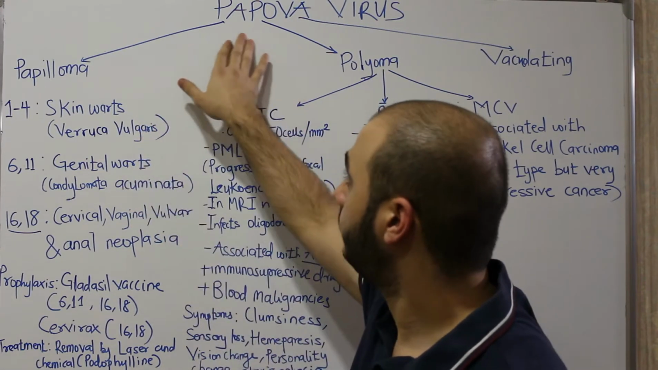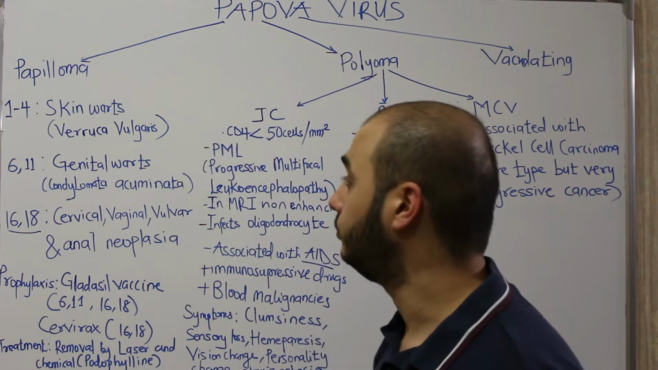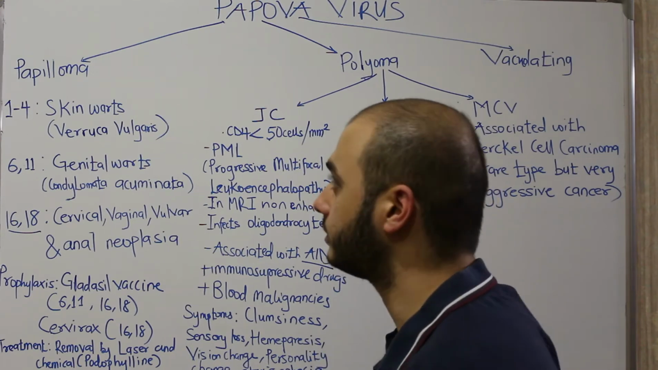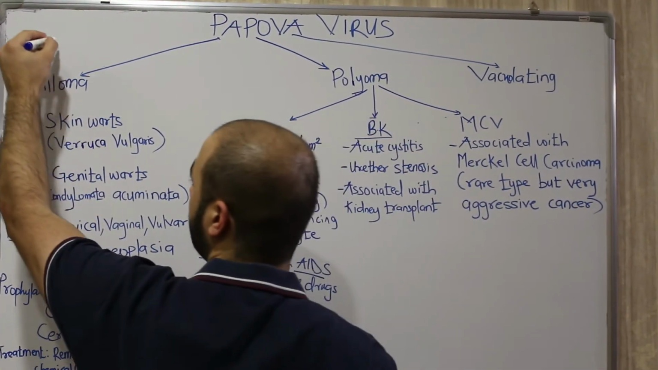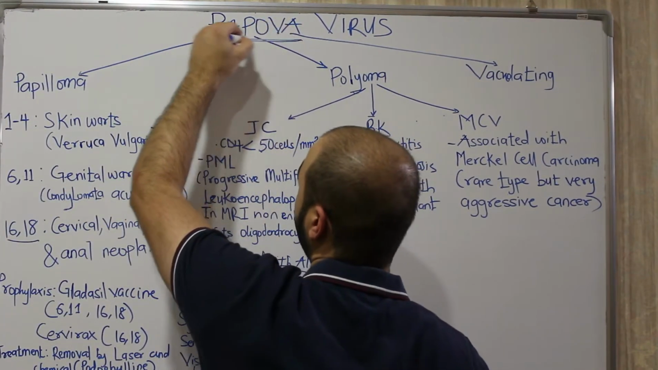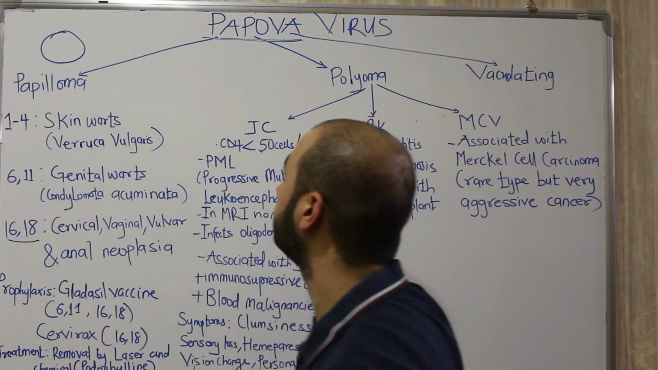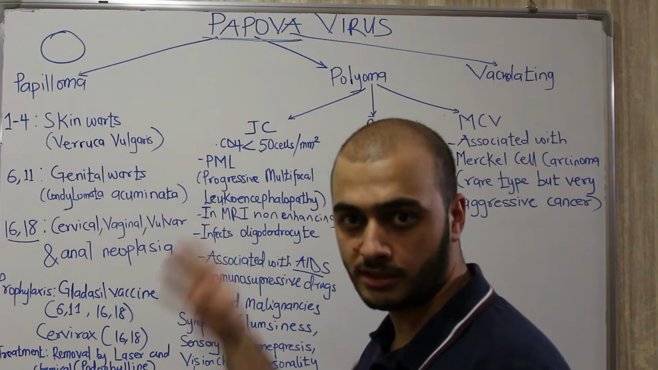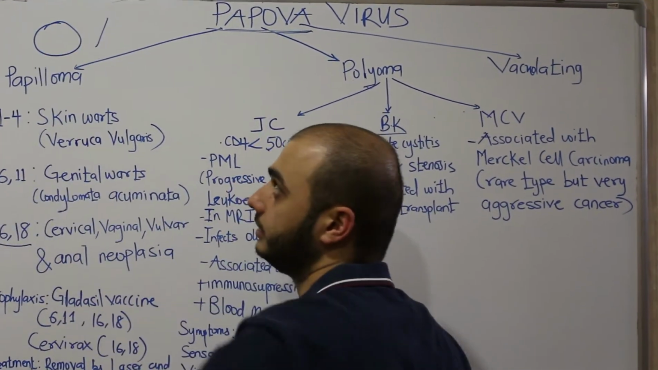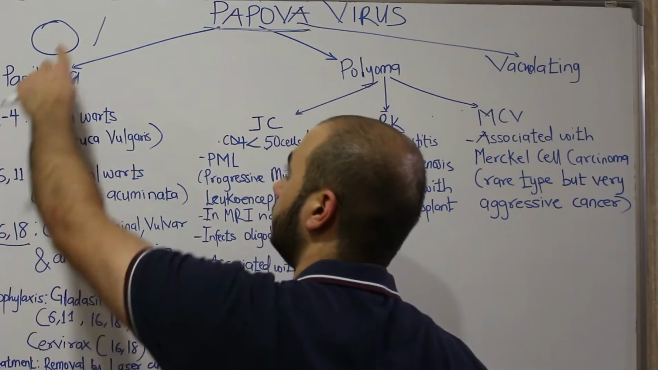First of all, the Papova family is highly oncogenic due to its circular DNA. I told you in the first video on viruses that the only family which has circular DNA is the Papova family. All other DNA viruses have linear DNA, but this family has circular DNA.